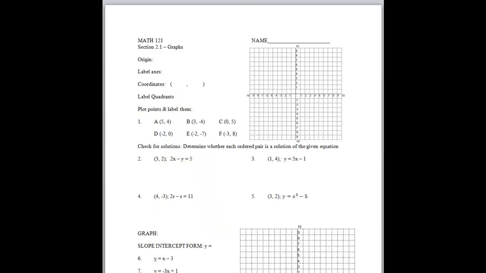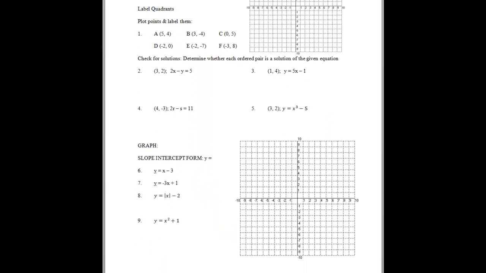Alright, so let's scroll on down to the bottom half of this. I'm going to do some more graphing here, and in this case we're going to graph using the slope-intercept form. The slope-intercept form is going to be y equals mx plus b. And one of the ways that the book does this is that it wants you to build a table.